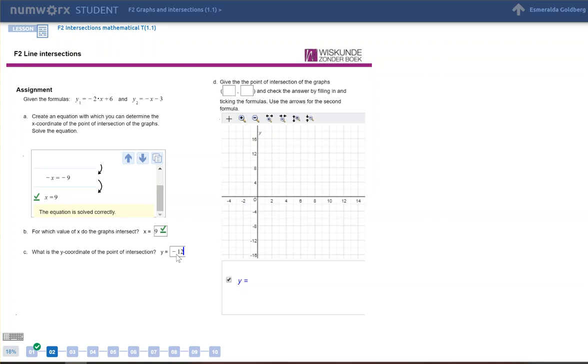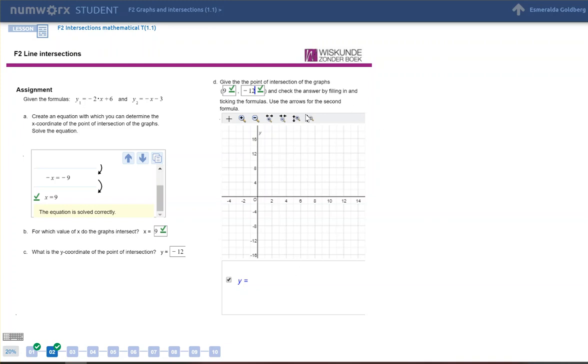As you can see, if I press enter here, it doesn't show the V symbol. Must be some kind of bug in the system. Minus 12 is the correct number. If we fill in the numbers 9 here and minus 12 here for the point of intersection, you see that it does count it as correct here.